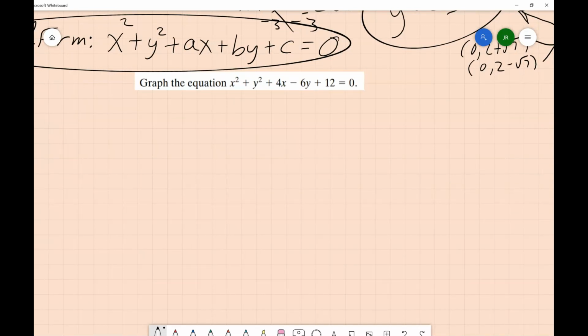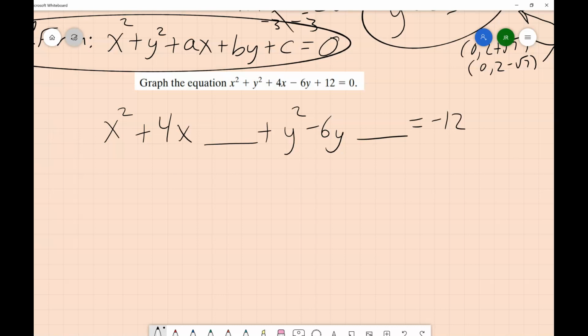All right, here's how we're going to do it. We're going to put the two x terms beside each other, so x squared plus 4x, and leave a little space. Put the two y terms beside each other, y squared minus 6y, and leave a little space. Equals, and then take the constant, which in this case is the 12, and move it to the other side, so that's -12.